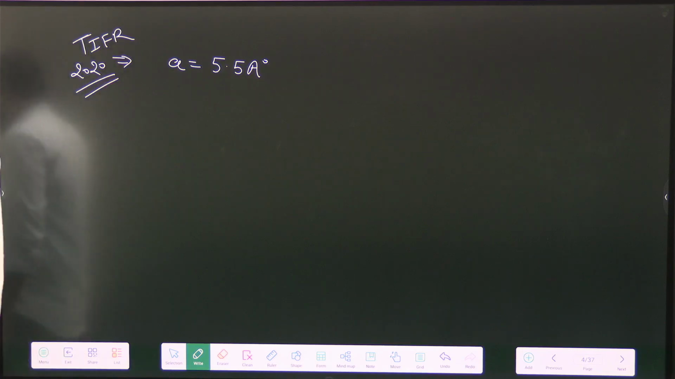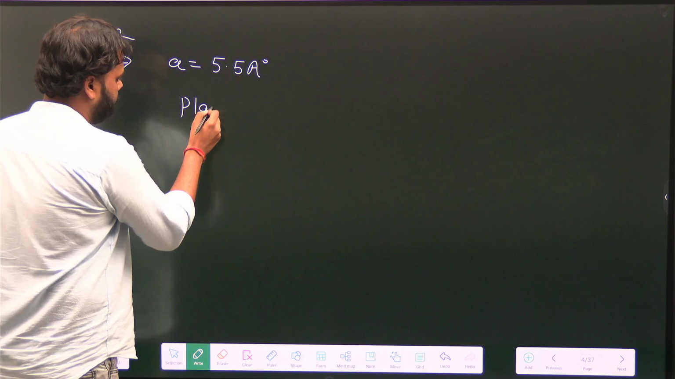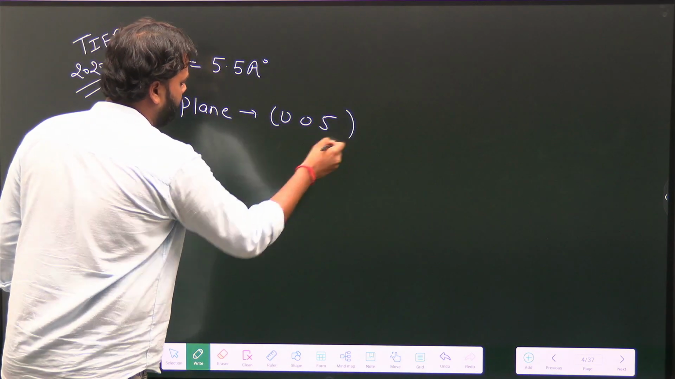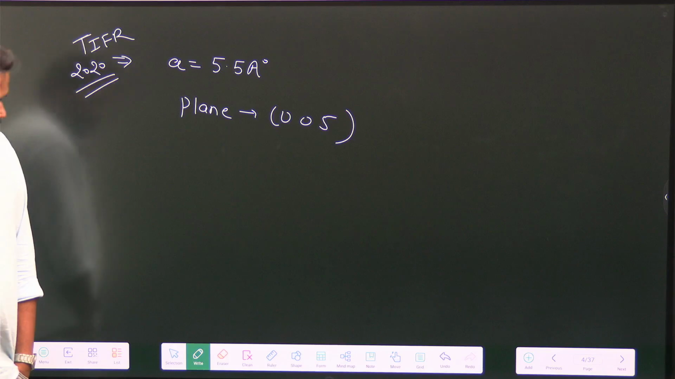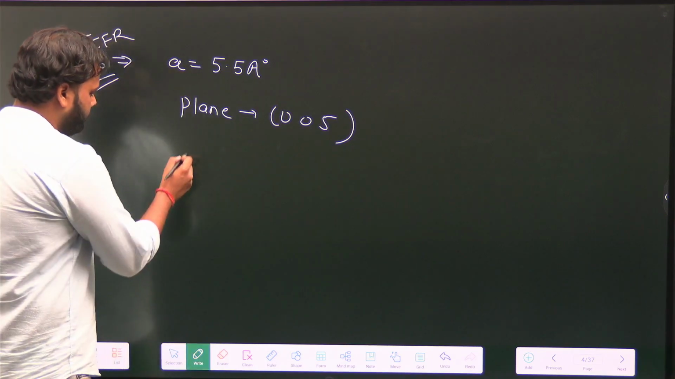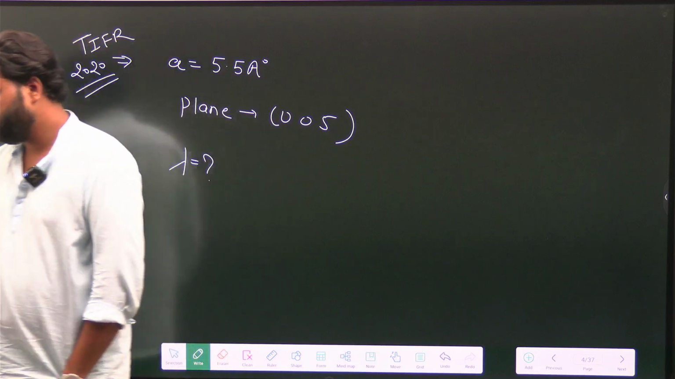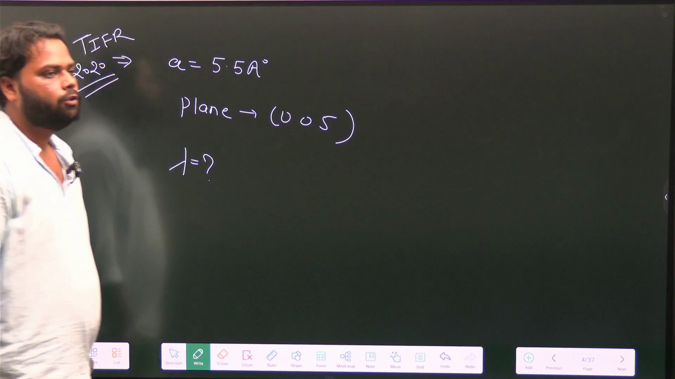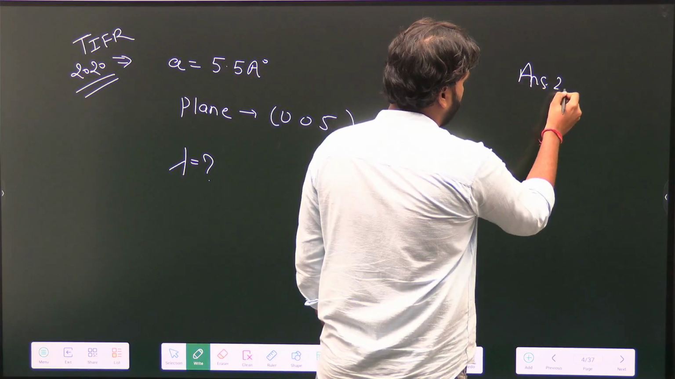2020. Lattice constant is 5.5 angstrom and the plane is 0, 0, 5. Okay. Find out, everyone, what will be the value of wavelength. What is the value of wavelength? 2.2 angstrom is the correct answer. Answer is 2.2 angstrom.